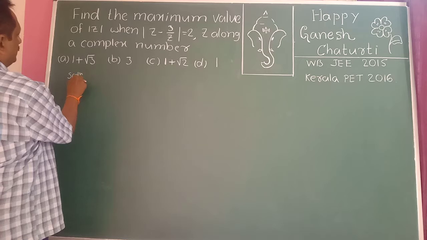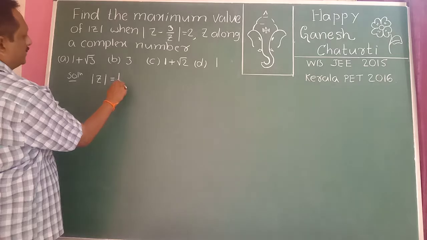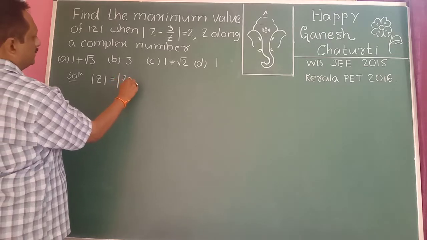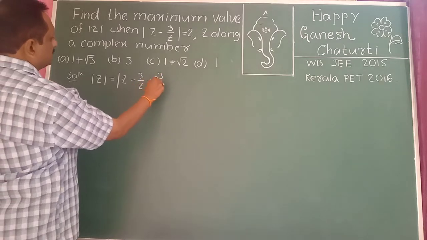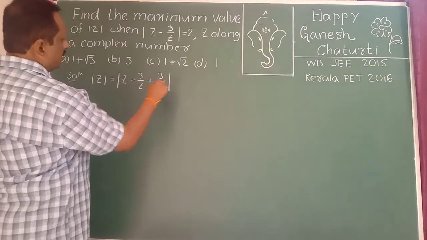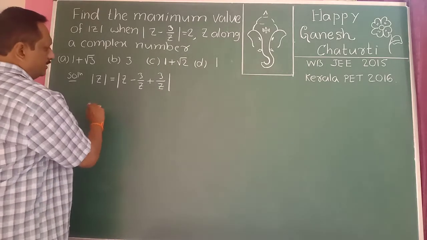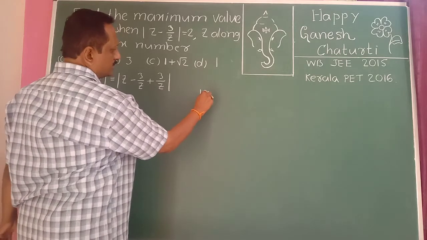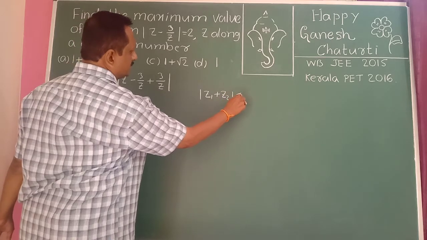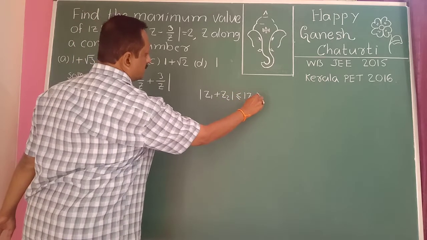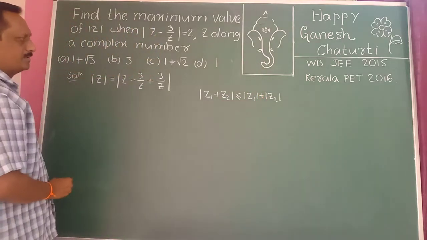So, modulus of z can be written as modulus of z minus 3 divided by z plus 3 divided by z, adding and subtracting 3 upon z here. Then you know the formula: modulus of z1 plus z2 is always less than or equal to modulus of z1 plus modulus of z2. So this is a property here.